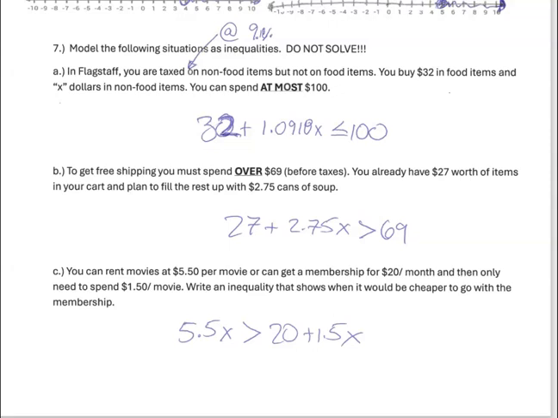So it's 2.75 times x. X is the number of soup cans. I should have defined that. The left-hand side represents how much I spend, and that has to be greater than 69 bucks for me to be able to get the free shipping.